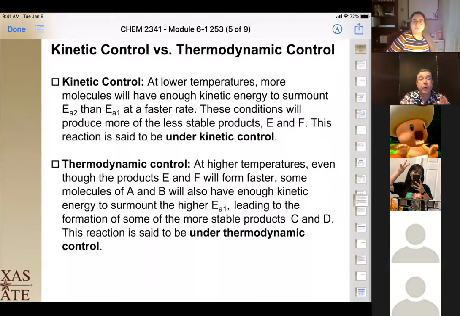Even though the other products were formed faster, the products for C and D were more stable. And so by heating that up at a higher temperature, making it go to that other transition state, you can form the more thermodynamic product, and that's called thermodynamic control. Okay, so you need to know which kind of ones you want. You can use kinetic control to get the less stable products. You can use thermodynamic control to get more stable products.